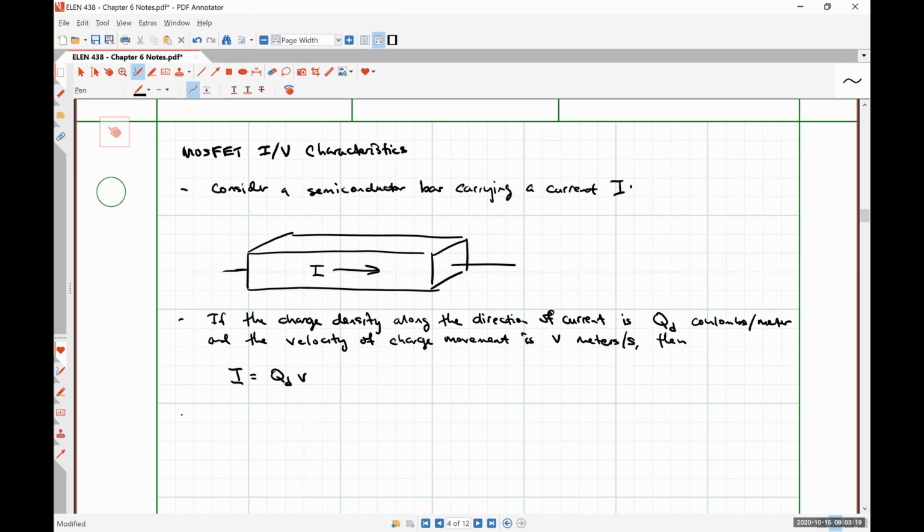Now let's consider the same phenomenon in a transistor.